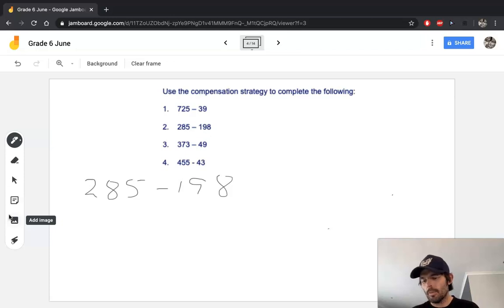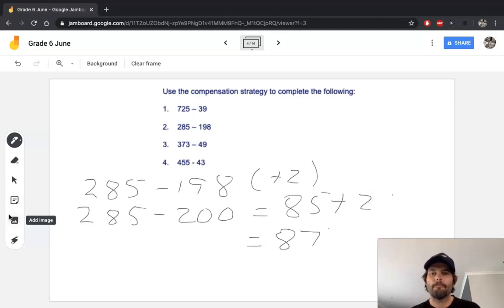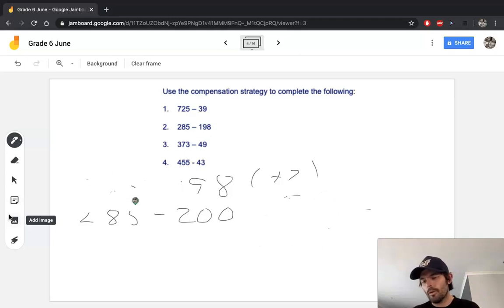Question: 285 minus 198. I'm going to suggest that we go 285 minus 200. So I've given 198 2 more. I've subtracted 2 additional units. That's 85. And now because I've subtracted 2 more, I must give those 2 back, and that's going to give me 87.